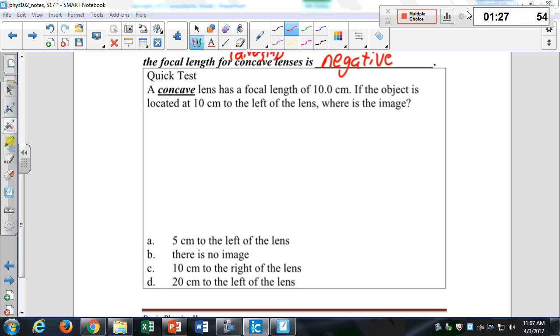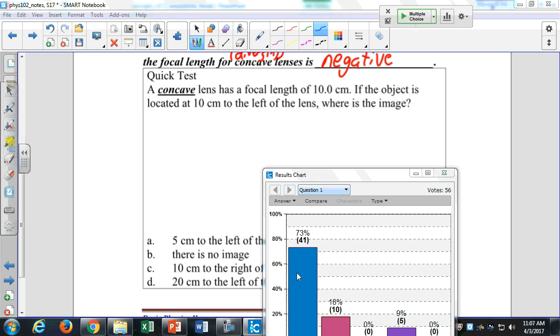Go ahead. Let's go about 10 more seconds. I'll stop at 140. All right. Feel free to ask your neighbor what they put. Okay, I think A is right.